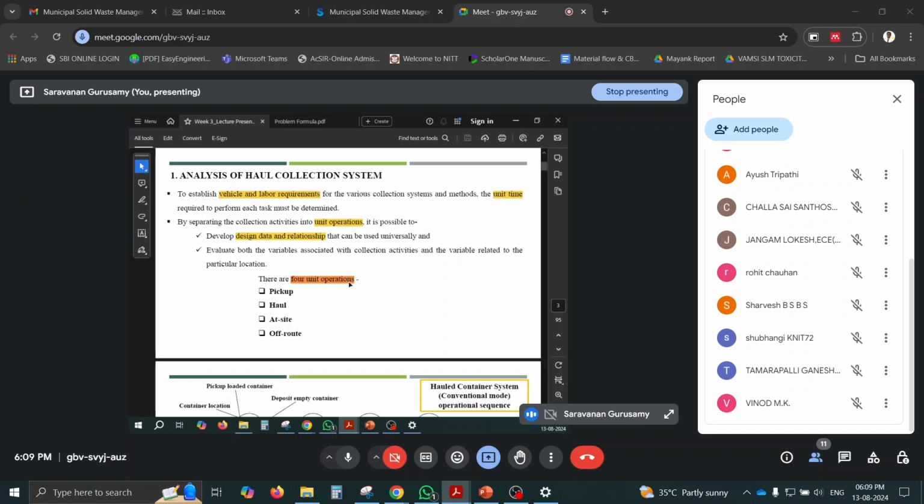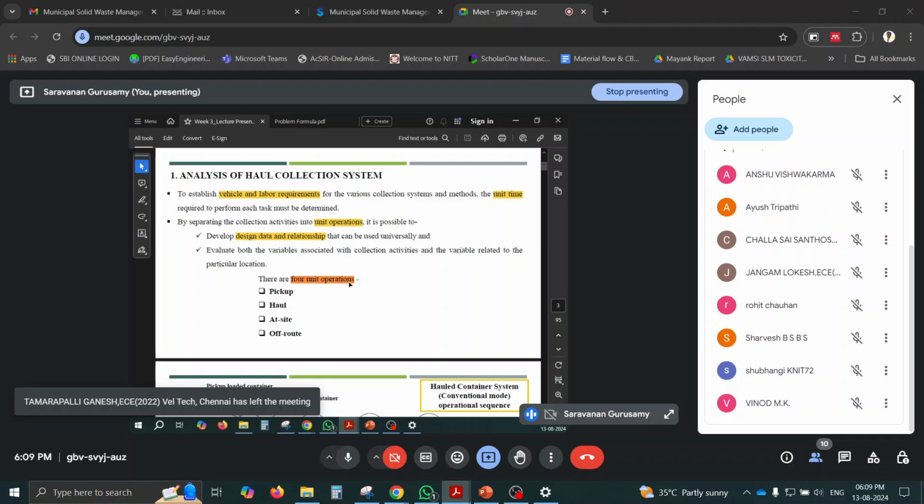In the stationary container system, we will only empty whatever waste is in the container into the vehicle, and then we will keep the container back in its original place at the same time itself. So the container won't be taken. Only the waste in the container will be taken into the vehicle, and the vehicle will go to the disposal site. This is the basic difference between the haul container and the stationary container system.